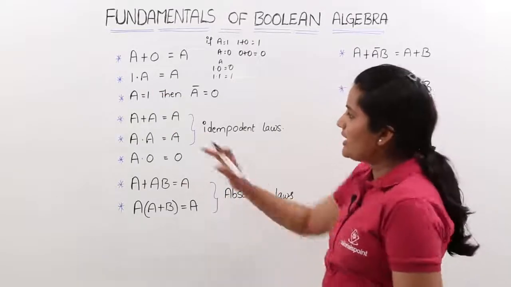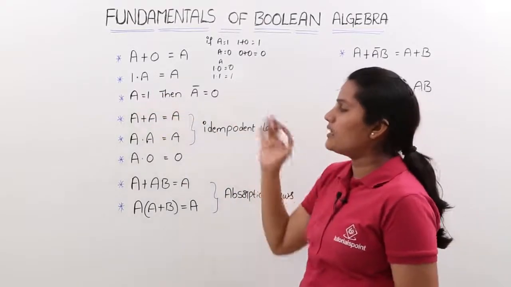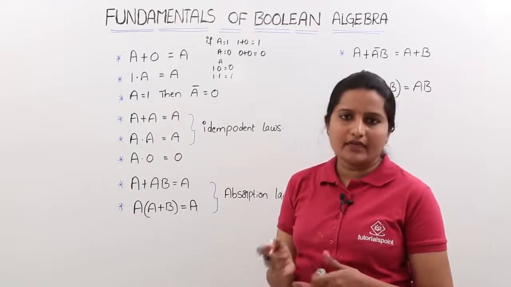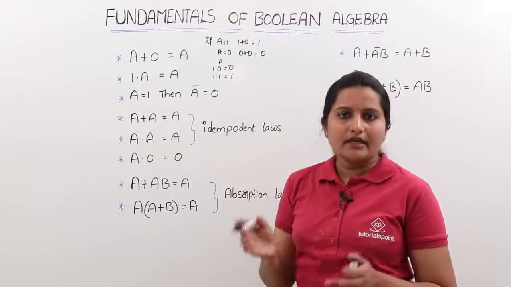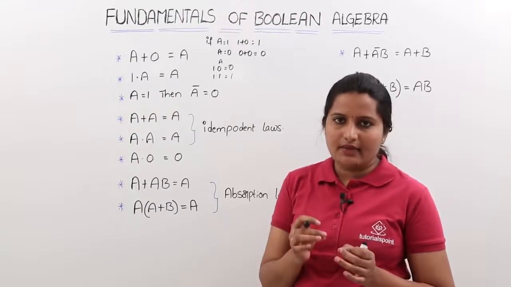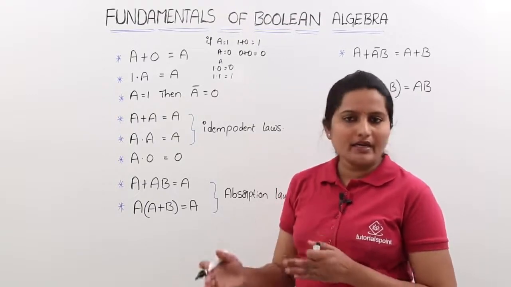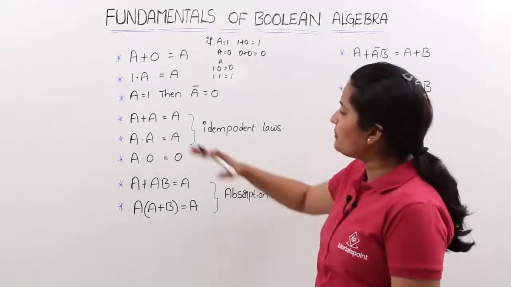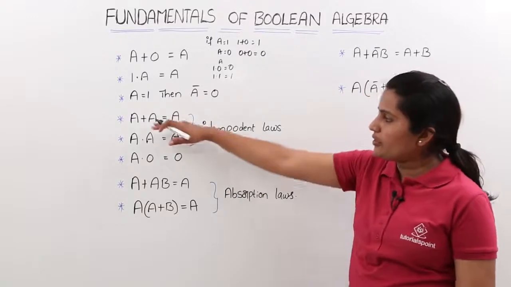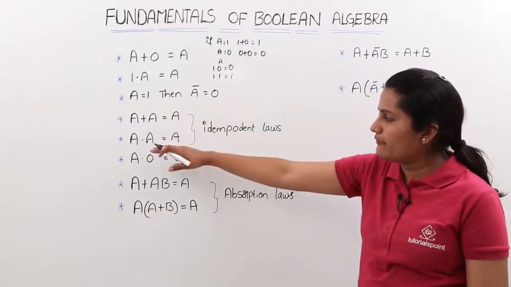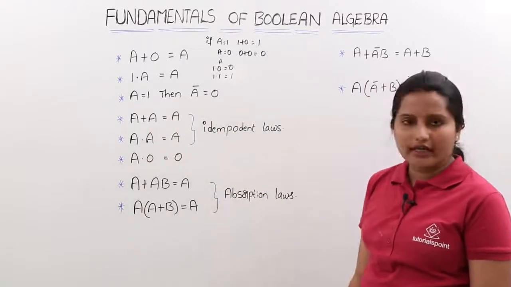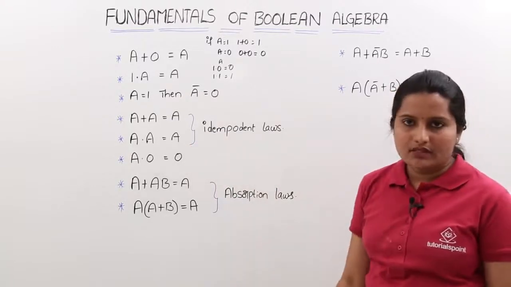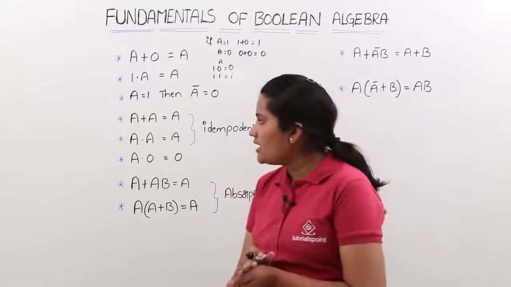Now, if a is equal to 1, then a bar is equal to 0. Always we know that the complement of anything is equivalent to its negation. That means if you take 1, the complement is 0. If a is equal to 0, the complement is 1. So, the fourth property is a plus a is equal to a, and the fifth is a into a is equal to a. These two are called idempotent laws.